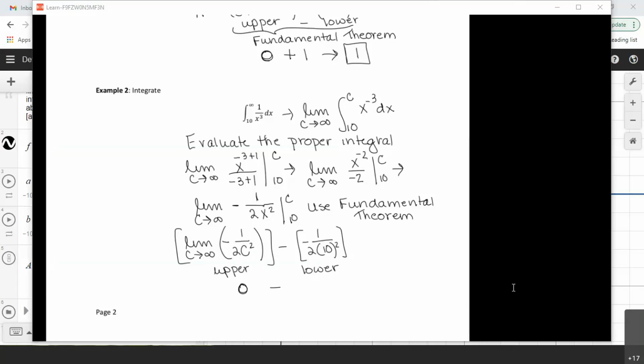Okay, then over here, what do we have? We have negative 1 over 2 times 10 squared. 10 squared is 100, and 2 times that is 200. And then notice we have 0 minus a negative number, which means we have a positive 1 over 200 for our value.